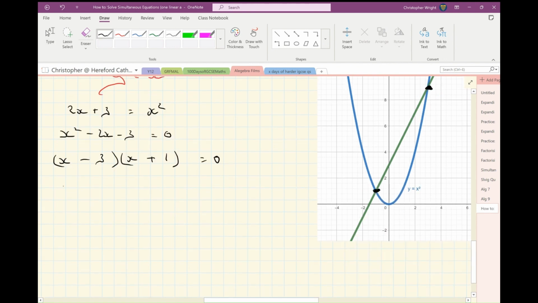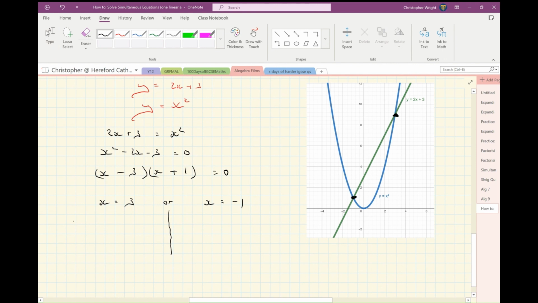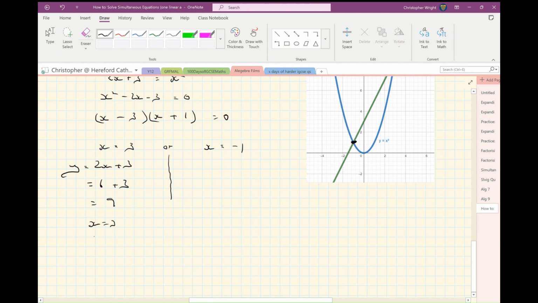So what are my two solutions here? Well, one solution is that x equals 3, and another solution is that x equals minus 1. I'll use y equals 2x plus 3, the first equation. If x equals 3, then y is 6 plus 3, 9. So that gives me the solution x equals 3, y equals 9. Or if x equals minus 1 and y equals 2x plus 3, then y will be minus 2 plus 3, so y will be 1, giving me the second solution, x equals minus 1 and y equals 1.